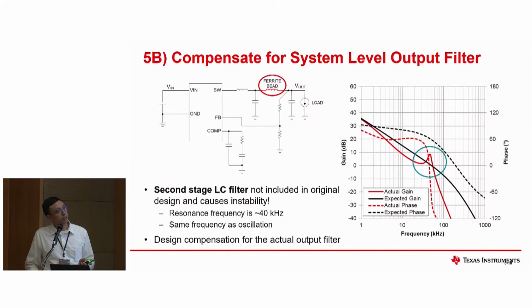So comparing here, you can see the solid black line is the expected one, shown earlier. But when they measured it with this external ferrite bead, it actually had a spike here on this end. No, they didn't consider it before.